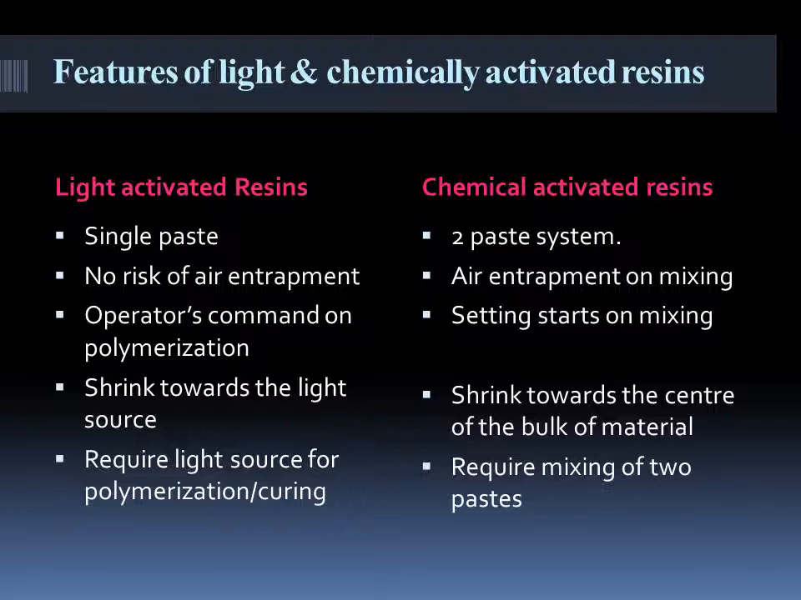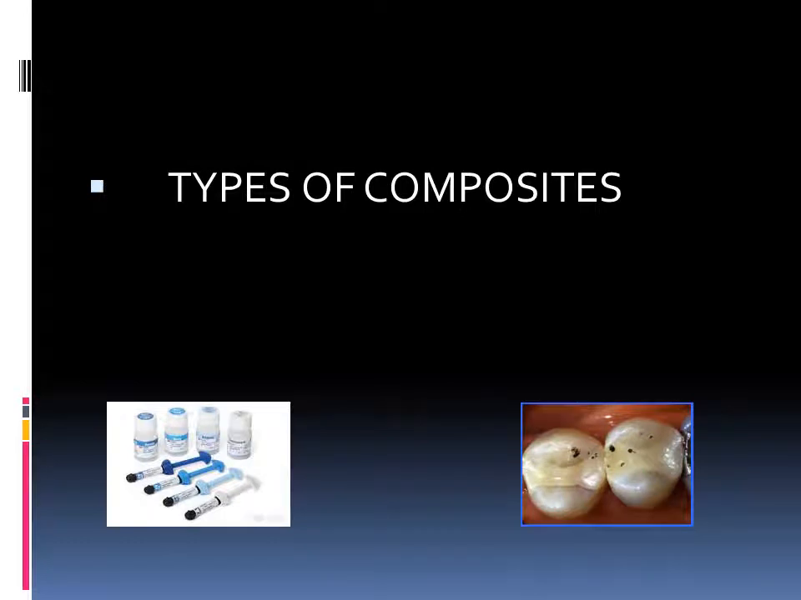Now, in light activated resins, you have command over the polymerization. That means it is in your hand when you start it, and you can control it. Whereas in the chemically activated resin, you have no control over the setting. It starts as soon as you start mixing. Light activated resins shrink towards the light source, whereas chemically activated resins shrink towards the center or the bulk of the material. Light activated resins require a light source for curing, and chemically activated require mixing of the two pastes only. So these are the major differences between light activated and chemically activated composites.